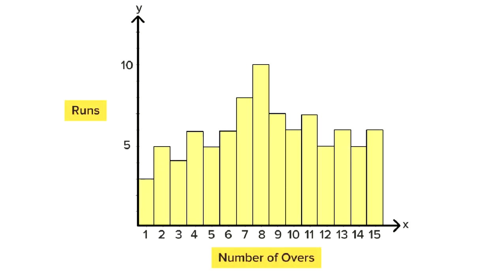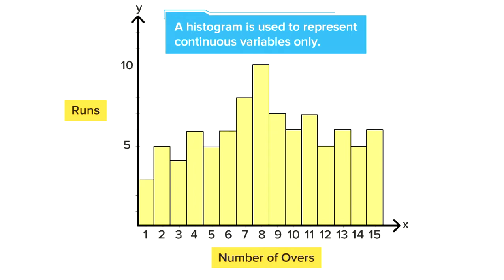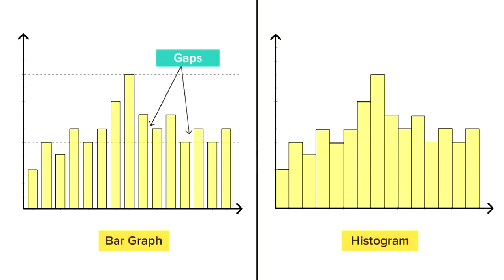Now, let's move on to a special type of bar chart called histogram or frequency polygon. A histogram is used to count the frequency of occurrence of an event. The only difference from a bar chart is that there are no gaps in between the bars. It is used to represent continuous variables only.